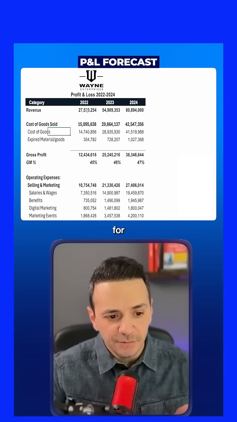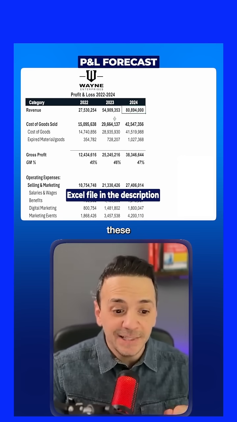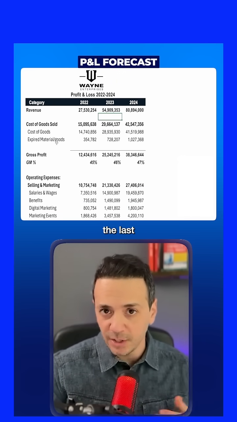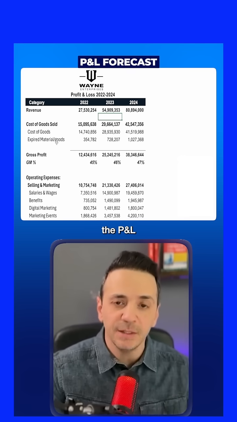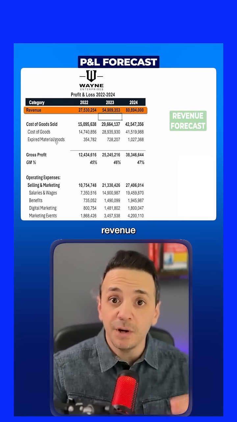We're looking at the P&L for 2022, 23, and 24 for Win Enterprises. And these are the revenue and cost of goods sold and all of the operating expenses data for the last 3 years. And we're supposed to create the P&L for 2025. So the first step is going to be to create the revenue forecast.